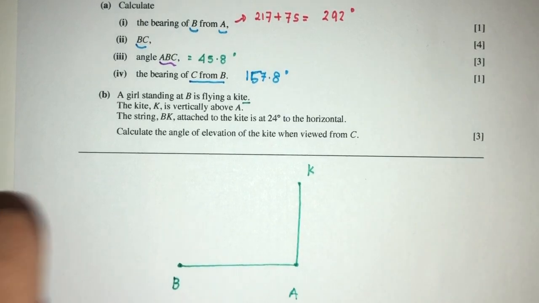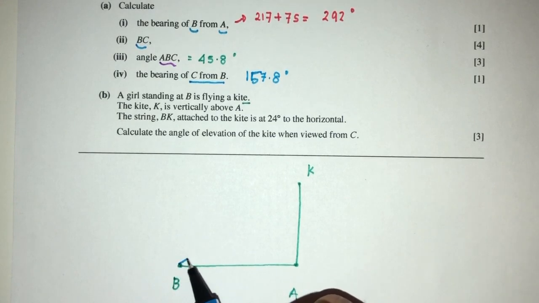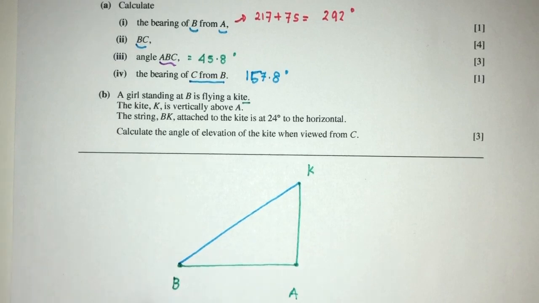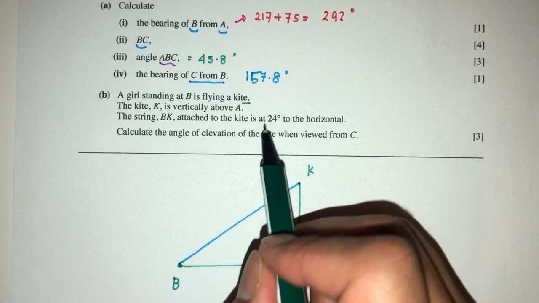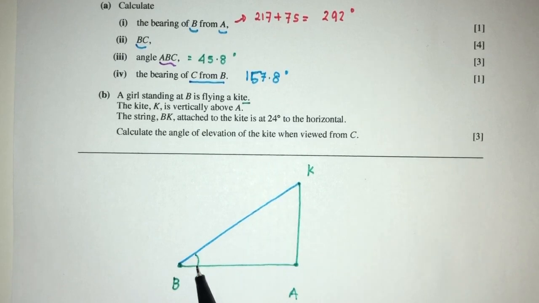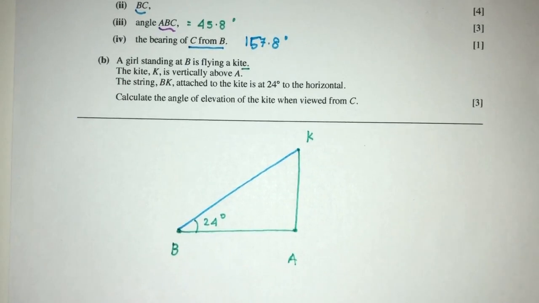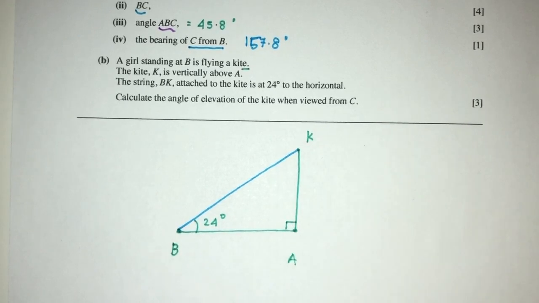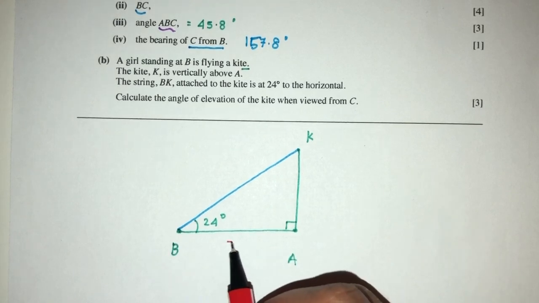Okay, now I can join this because it is flying a kite, so the kite has to be connected with the point B. Now the string BK right here attached to the kite is at 24 degrees to the horizontal. Okay, now what can we write? Because we know this is the ground and this is vertically above, this has to be 90, right? And the value of AB has to be 7.2.